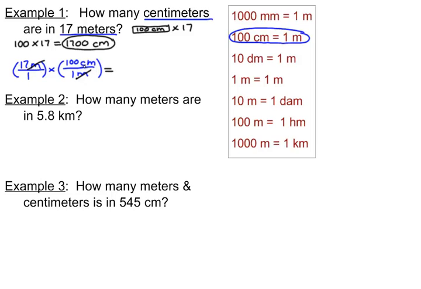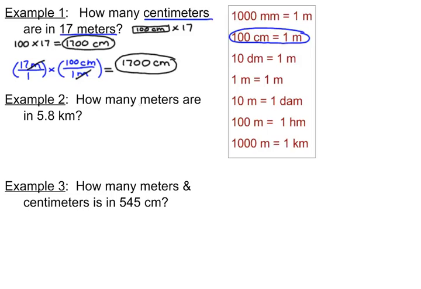So I take the top times the top. 17 times 100 is 1,700. My unit of measure is centimeters. 1 times 1 is just 1, so we don't need that 1 down there. It doesn't matter which way you do it. Another way we could do it is just by moving the decimal left or right by the number of zeros, and I will show you that in class.